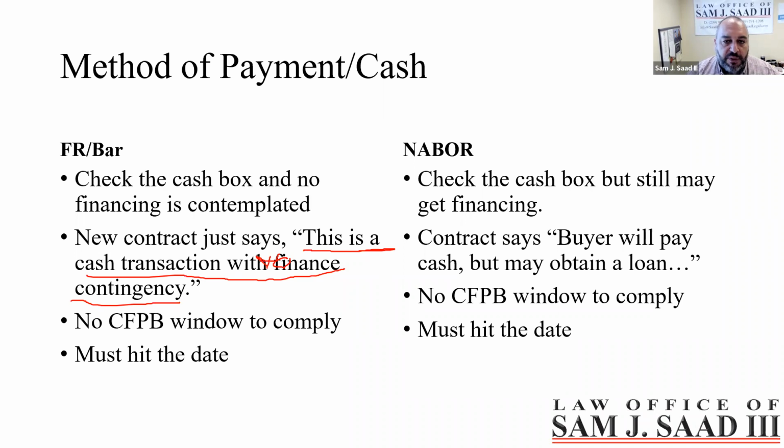Now, I will say under FARBAR on a cash deal, you can get financing, and there is a provision in FARBAR that would allow access for the appraiser and the surveyor. I believe it's section U, but there are no provisions to protect your buyers who are getting financing in either contract. So be very, very careful of that.